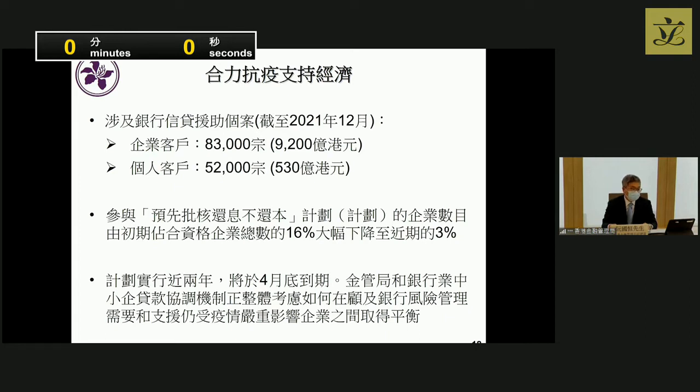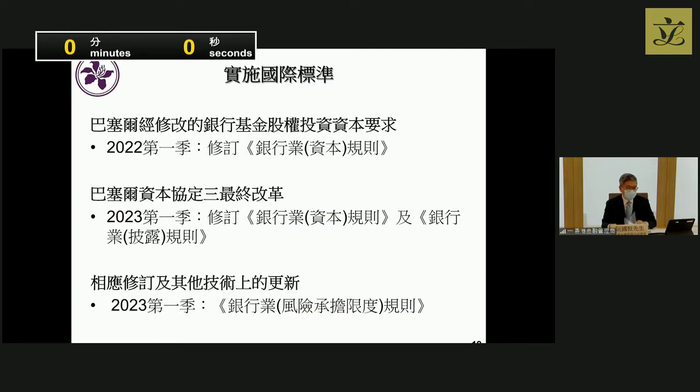But by then, the Omicron variant had not emerged. We will keep in view the latest situation and further discuss with the sector on the proper arrangement. Most importantly, we should be able to continue to support SMEs and strike a proper balance between that and the banking sector. Now, legislative work for this year, basically, we're going to amend certain subsidiary legislation. They will be tabled into the council for approval.